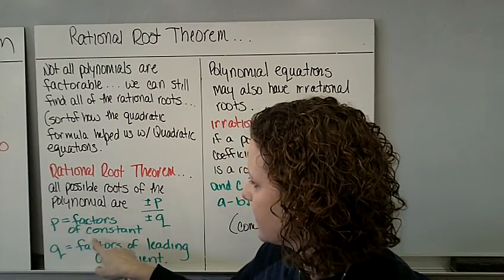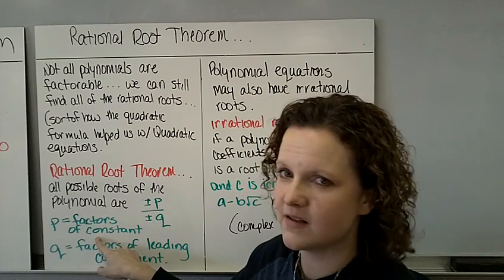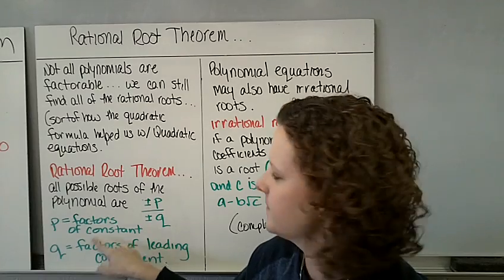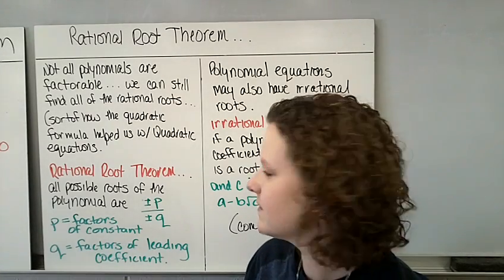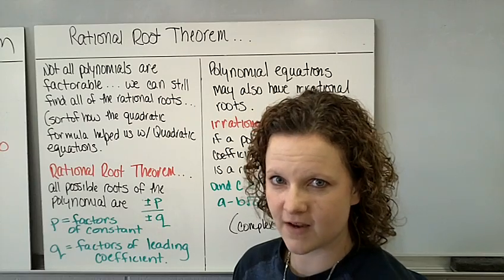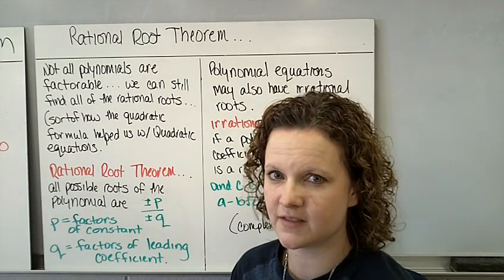P is the factors of the constant. The constant is the last term in your polynomial, the thing without the variable. Q is the factors of the leading coefficient. The leading coefficient is the number in front of your biggest term.